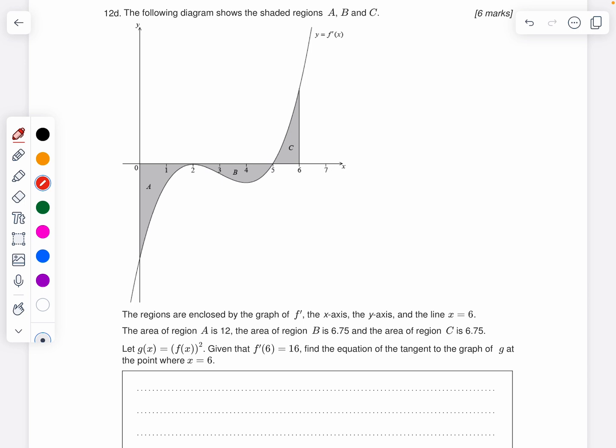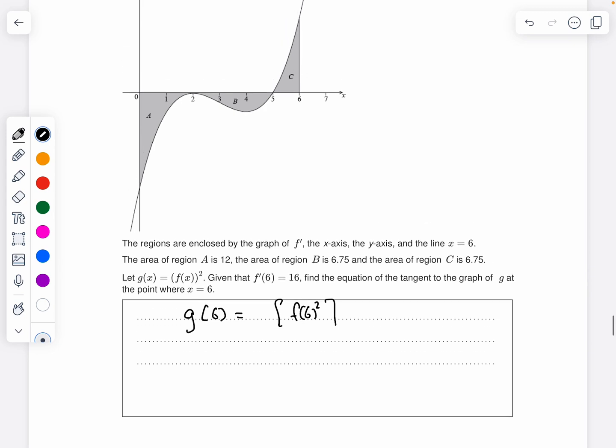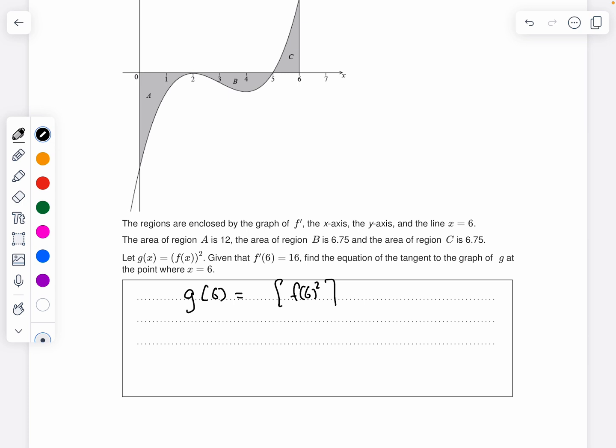First of all, I am going to find g of 6, which is nothing but f of 6 whole squared. What is f of 6? f of 6 is 2, as given earlier. So it is going to be 2 squared, which is 4.